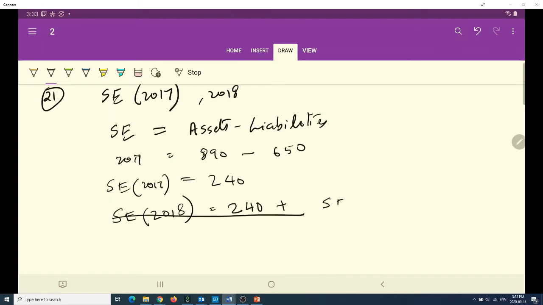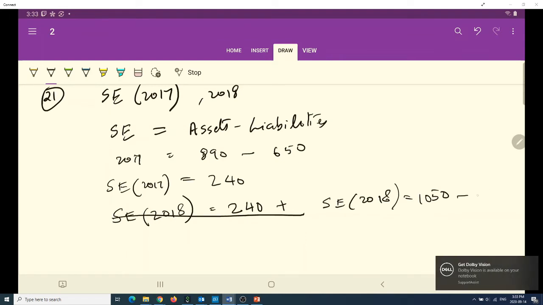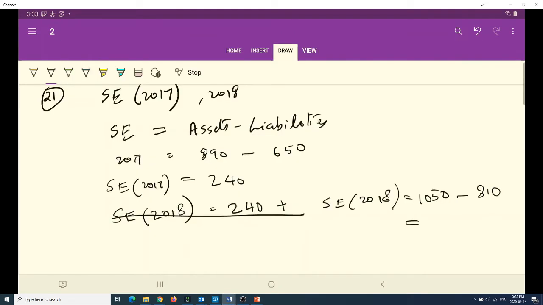So shareholder equity for 2018 is just 1050, that's the total assets from 2018, minus 810. Okay, that's going to be 240 again. Sorry, 230 again. 230, 240. Oh, this is 1040.